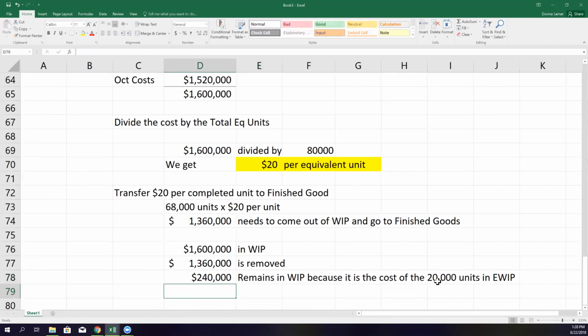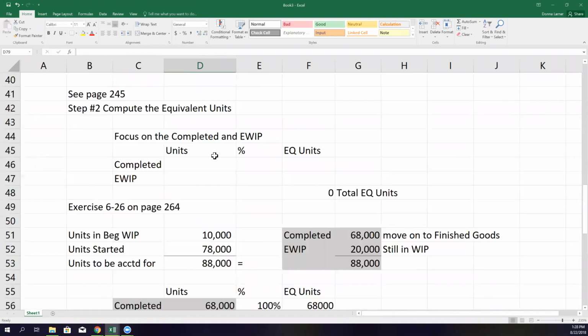They are not $20 a piece yet. Because when a unit is completely done, has all its materials, labor, and overhead, that piles up to $20 a unit. But these ones in ending work in process are only 60% done. So they only have 60% of their $20, which is $12. And if you look at the math, that's exactly what it's in here for. It's $12 a unit. So now we've solved the mystery that we were trying to do in the beginning.